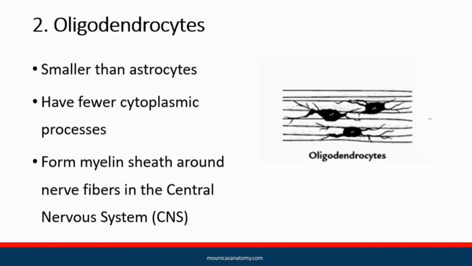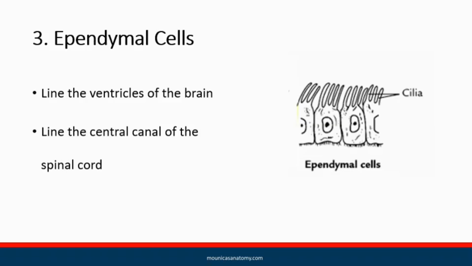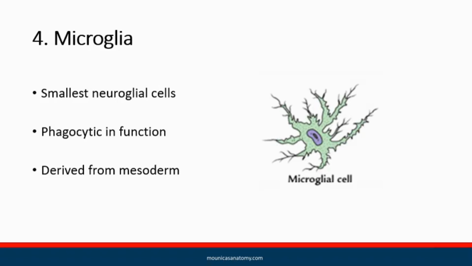Oligodendrocytes are smaller than astrocytes. They have fewer cytoplasmic processes, and form myelin sheath around nerve fibers in CNS. Ependymal cells line the ventricles of brain and central canal of spinal cord. Microglia are smallest neuroglial cells. Their function is phagocytosis and they are derived from mesoderm.